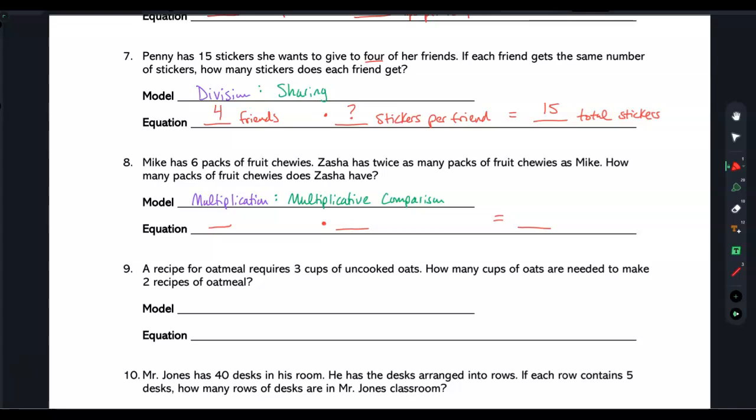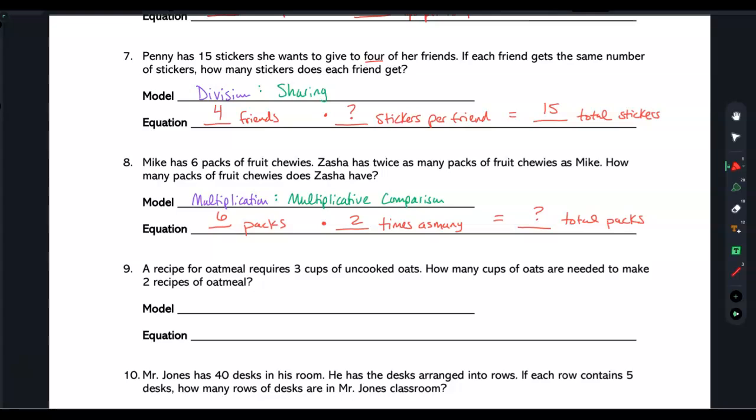In this case, the objects are the packs, right? Packs of Fruit Chewies. I'm just going to say packs. So I would have a number of packs to start with, and then this would be times how many times as many, how many times more, and then that would give me the new total number of packs. So in this case, Mike has 6 packs of Fruit Chewies. That's my starting value. It says Zasha has twice as many packs, so 2 times as many. And then I'm trying to figure out how many packs of Fruit Chewies does Zasha have. So I'm trying to find the total packs for Zasha.